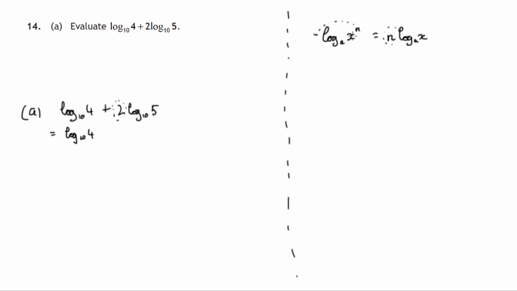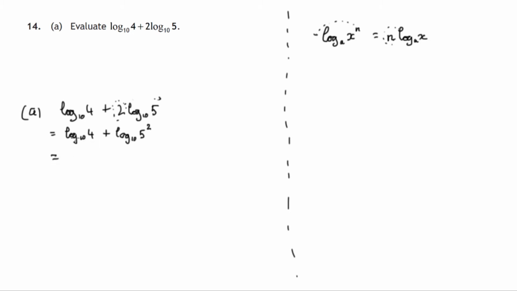So now we can reverse this. We can go and rewrite the expression with that number at the front as an index. So in effect, that 2 just drifts back up and becomes 5 squared.